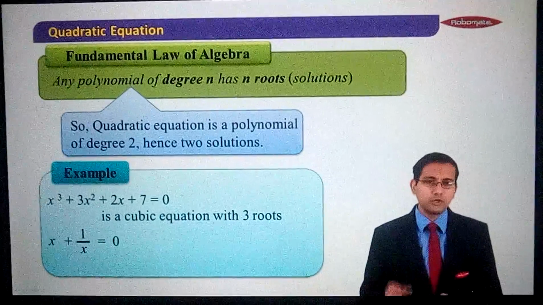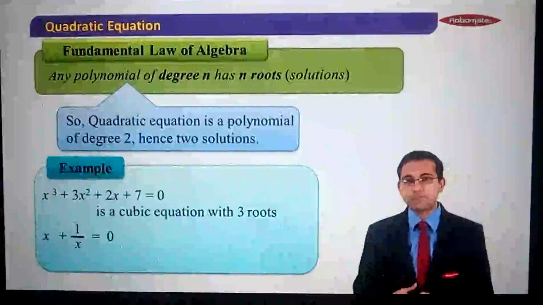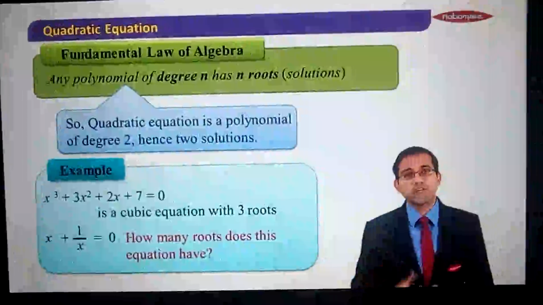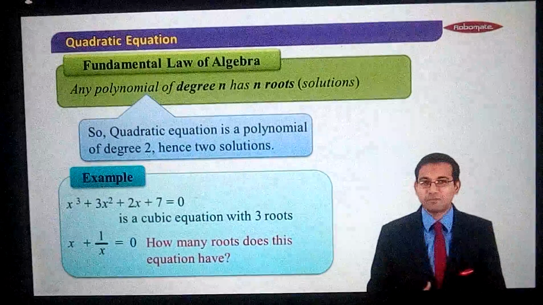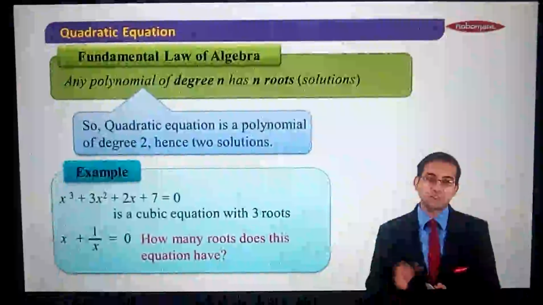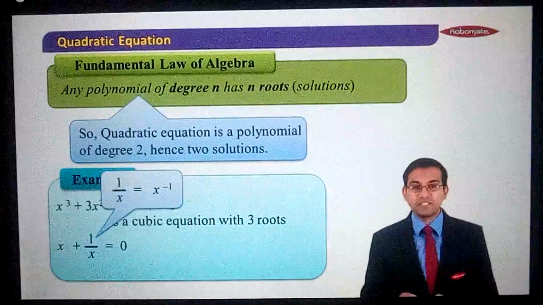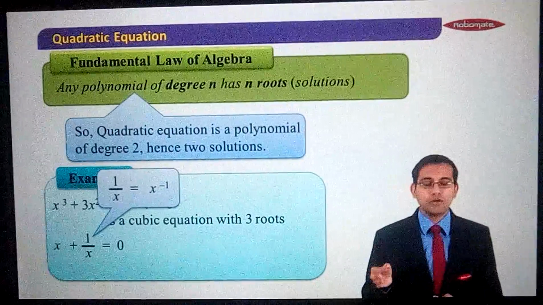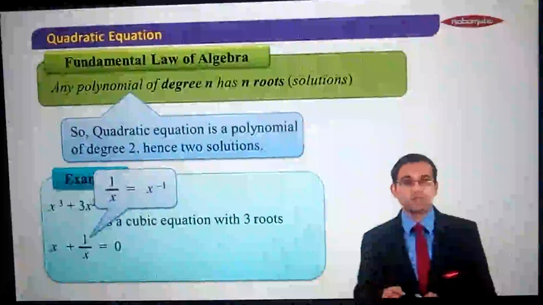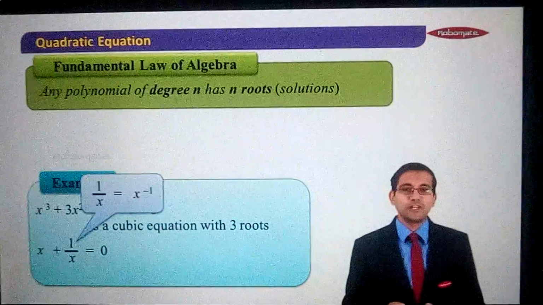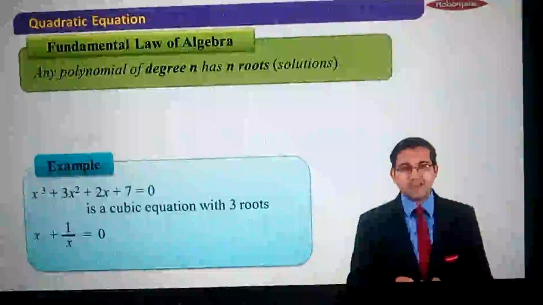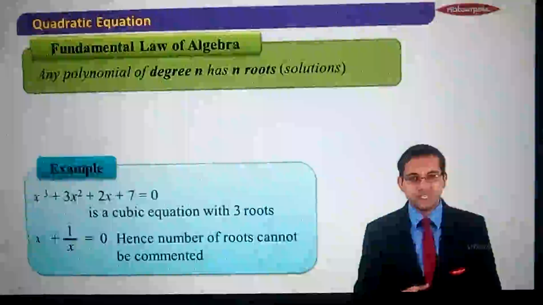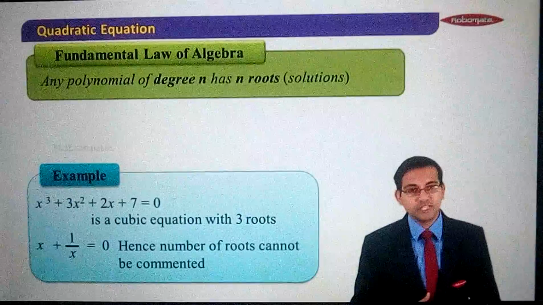Let us see the next example. Do you remember this is similar to the problem we saw some time back? x plus 1 by x equals 0. Now here, how many roots does this particular equation have? I said equation, I didn't say polynomial equation, because first of all, is it a polynomial? We have seen this particular example. 1 by x can be written as x raised to minus 1, and the powers of x in a polynomial have to be whole numbers. So first of all, this equation is not a polynomial. For the fundamental theorem of algebra to help us, we need a polynomial, and hence we say that the number of roots for this equation cannot be commented on.